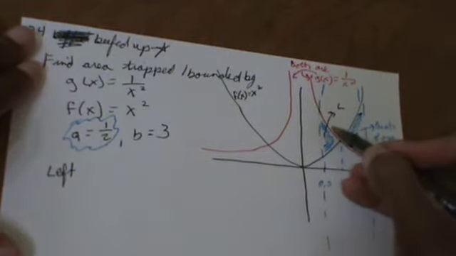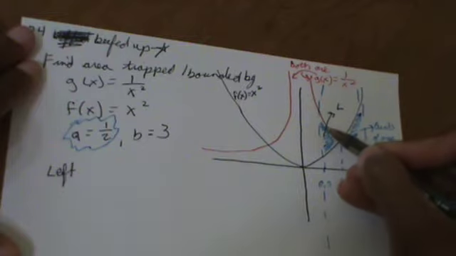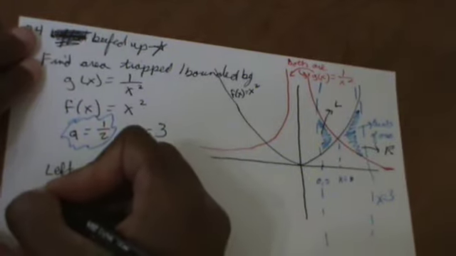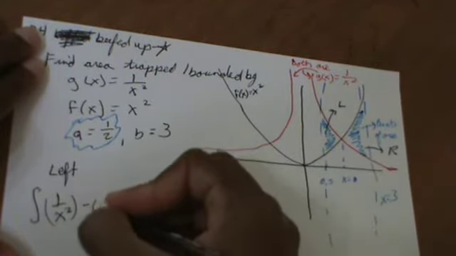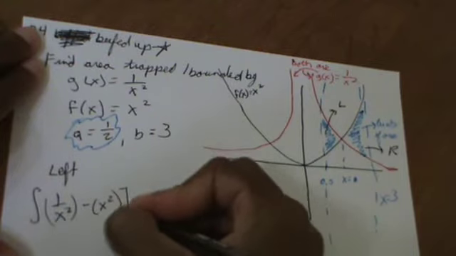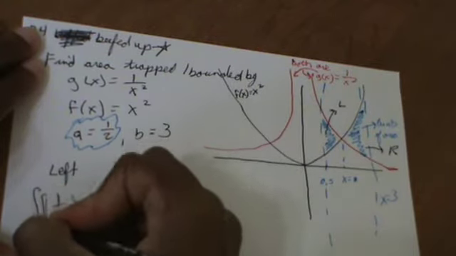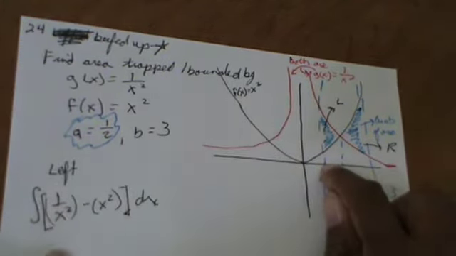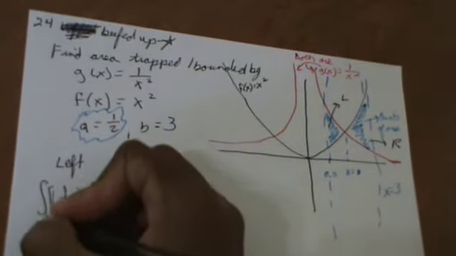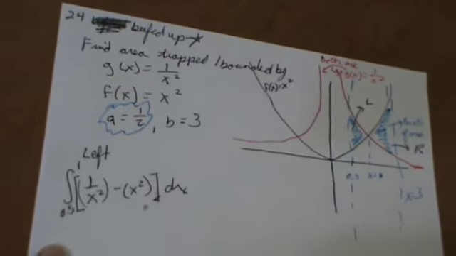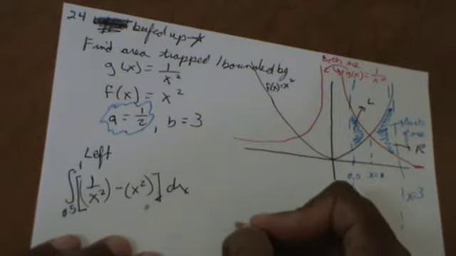On this left region, you'll notice that what's on top is not x squared. Instead, it's 1 over x squared. So on the left, we have the integral of 1 over x squared minus, notice what's on the bottom on the left, x squared, the whole thing dx. And the left piece, this is what's interesting, runs from 0.5 to 1. 0.5 to 1.